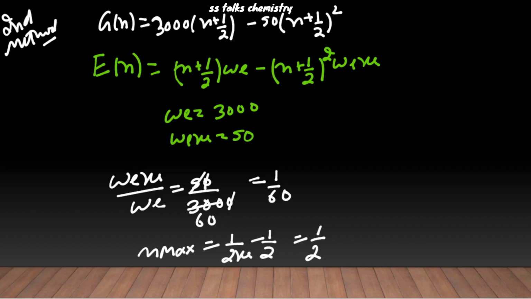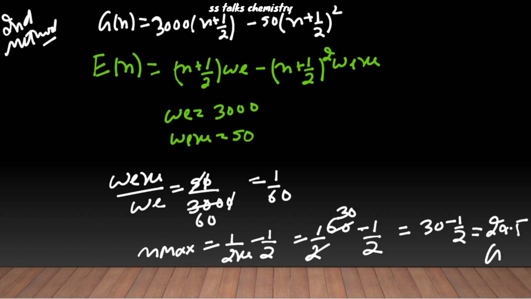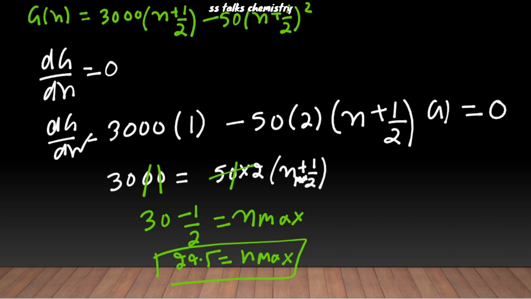Xe value is 1 by 60, so 60 goes in the numerator minus the half, so again it becomes 30 minus the half only, and we are getting 29.5 centimeter inverse. So you can use this formula if you know the direct formula for n max. If you are not knowing it, then go with the first method, which is the differentiation. The same answer you are going to get. Okay, I hope it's clear.